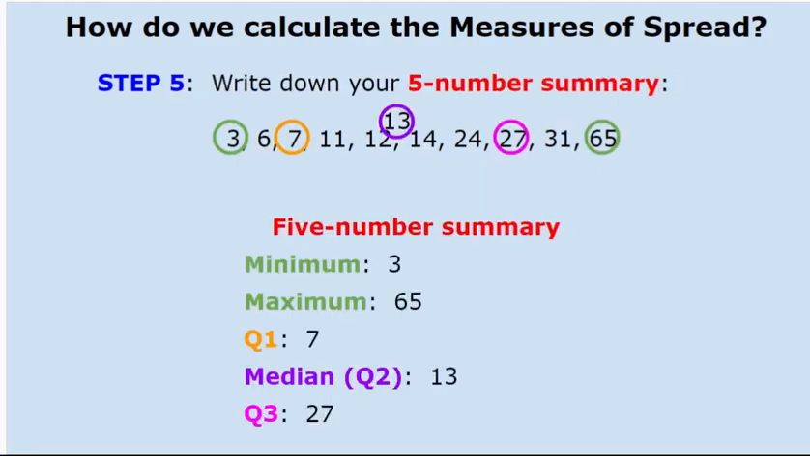In step 5, we write down the 5-number summary. In this data set, the 5-number summary is the minimum 3, the maximum 65, Q1 is 7, Q2 is 13, Q3 is 27. We're going to use the 5-number summary to identify the measures of spread.